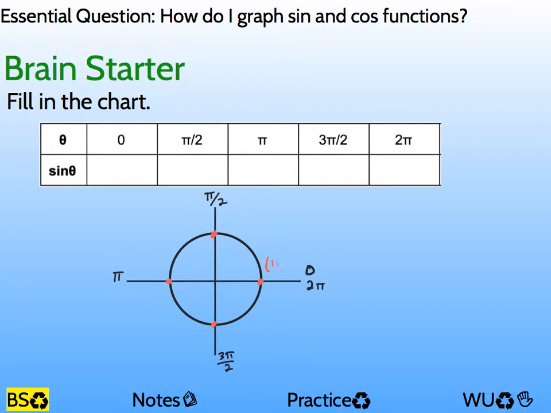So on this point, 1, 0, the y coordinate is 0, so sine at 0 is 0. For pi over 2, the y coordinate is 1, so sine of pi over 2 is 1. For pi, the coordinate is negative 1, 0, so the y is 0. For 3 pi over 2, the coordinate is 0, negative 1, so the y coordinate is negative 1. And 2 pi is the same as 0, so it's 0.